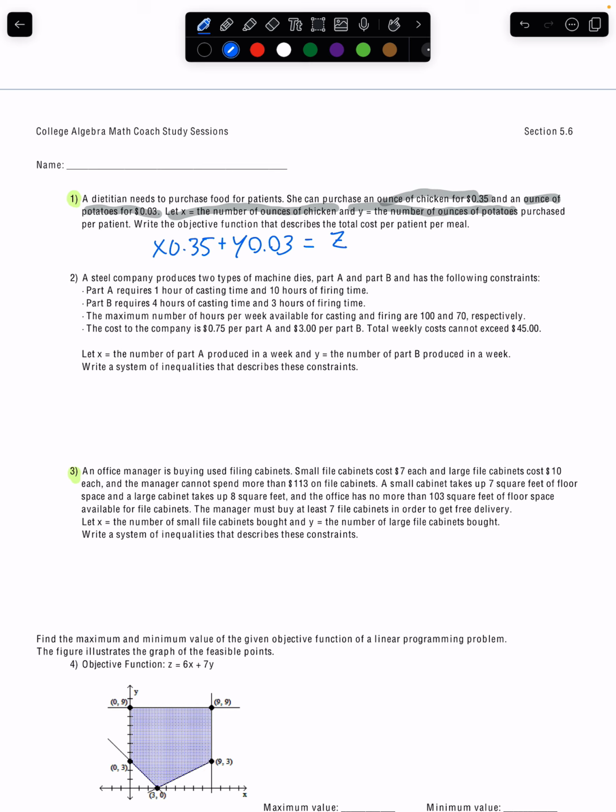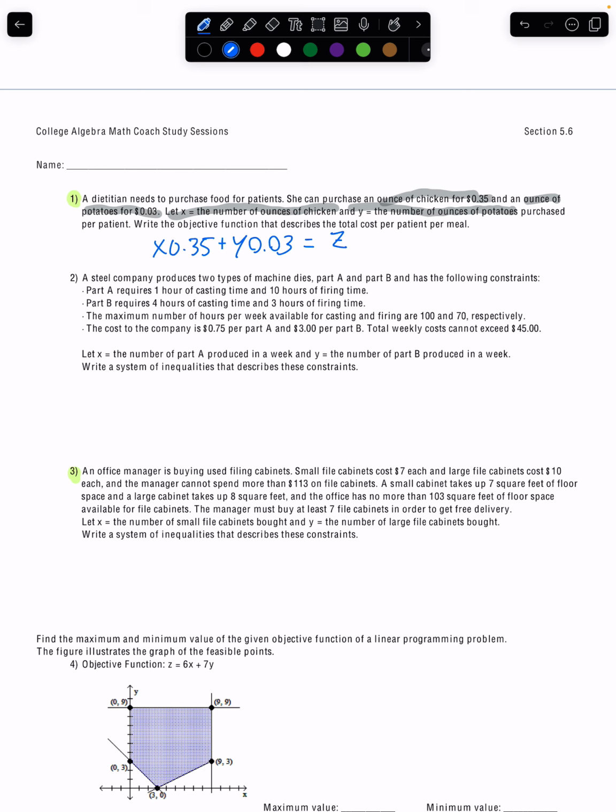A small cabinet takes up 7 square feet of floor space. A large cabinet takes up 8 square feet. And the office has no more than 103 square feet of floor space for the available cabinets. The manager must buy at least 7 file cabinets in order to get a free delivery. Let X be the number of small file cabinets and Y be the number of large file cabinets bought. Write a system of inequalities to describe these constraints.